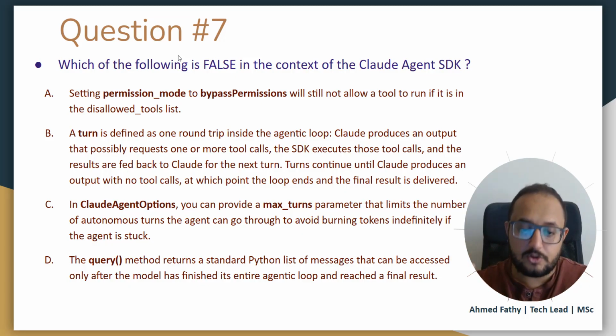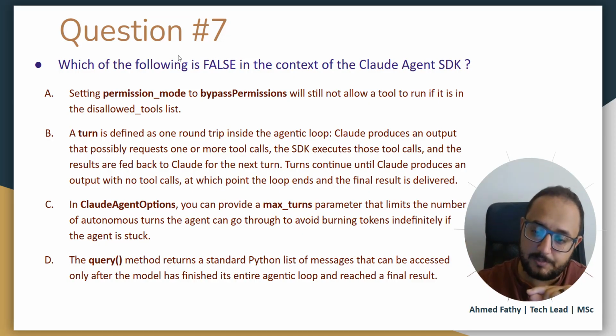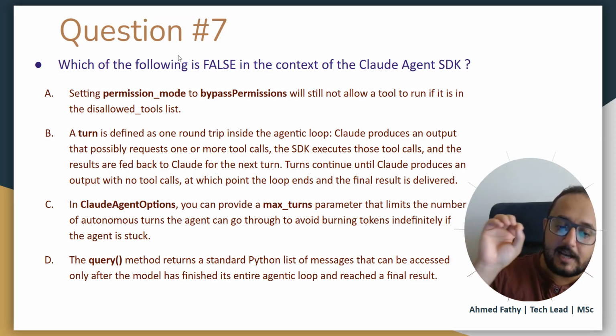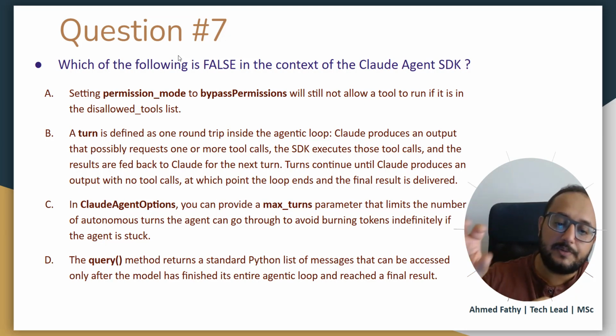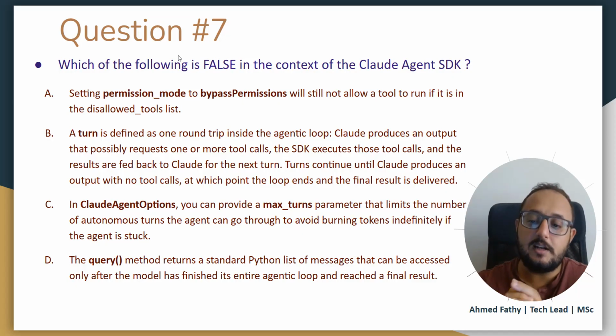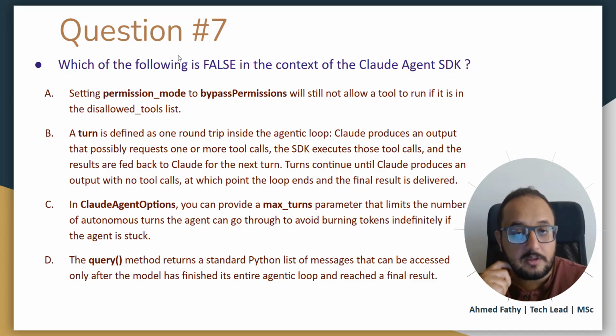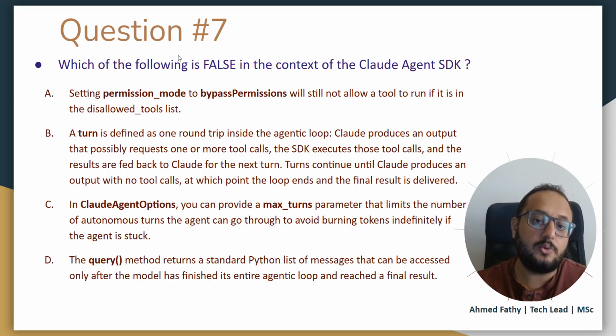B: a turn is defined as one round trip inside the agentic loop. Claude produces an output that possibly requests one or more tool calls. The SDK executes those tool calls, and the results are fed back to Claude for the next turn. Turns continue until Claude produces an output with no tool calls, at which point the loop ends and the final result is delivered. This is also true. I mean, we didn't cover it before, but this is the definition of a turn in Claude's documentation, so you should know that.